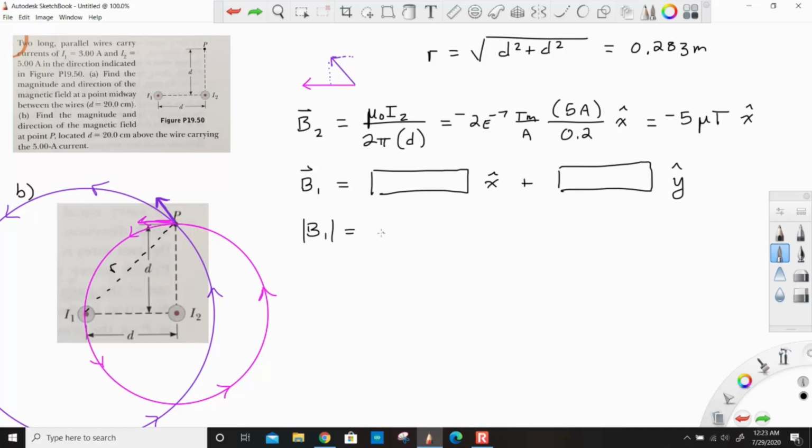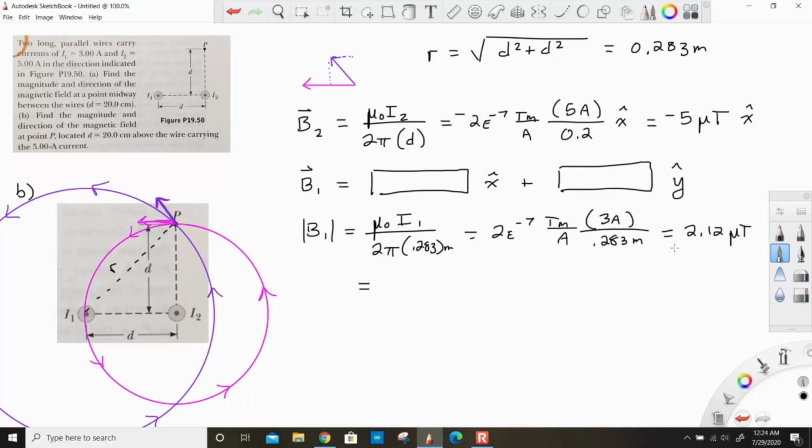Okay, so we have that distance. Let's go about our process again. Mu naught I1 this time over 2 pi times 0.283 meters. Remember, current 1 is listed as 3 amps. This is going to give us a total magnitude. This purple arrow here is represented by this number. So we can actually draw these out as soon as I get out my values, so that we'll be clear about what we mean. I get 2.12 microtesla. It doesn't have a direction, it's just a magnitude.